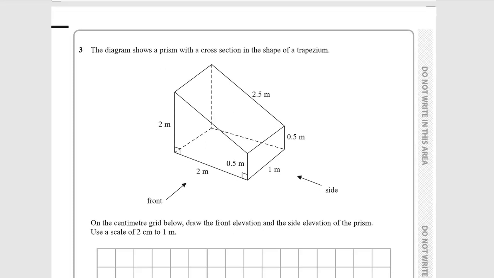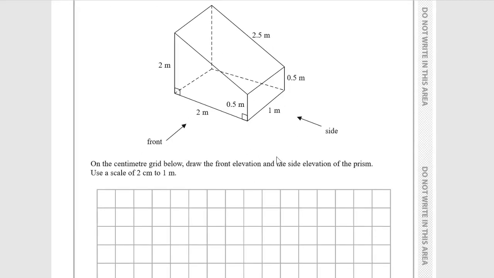Question 3. So the diagram shows a prism with a cross section in the shape of a trapezium. On the centimeter grid below, draw the front elevation and the side elevation of the prism. Use a scale of 2 centimeters to 1 meter.